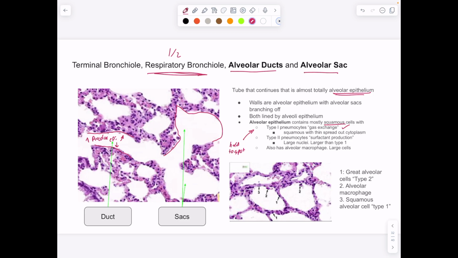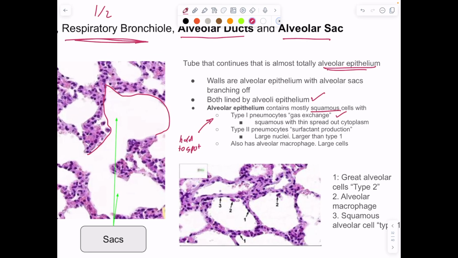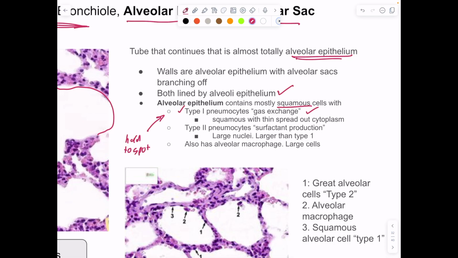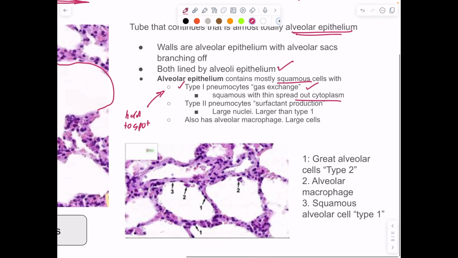And these alveolar sacs are lined by alveolar epithelium, just like the alveolar ducts. They are squamous cells that are really our type 1 pneumocytes, which are the gas exchange cells. They're squamous with very thin spread out cytoplasm. And then our type 2 pneumocytes do surfactant production. And then we also have alveolar macrophages to eat up things that are not supposed to be there, right? Macrophages eat up bacteria. They also eat up any tiny little bits of foreign material, or tiny pieces of smoke, etc. All right, so here we have some examples.